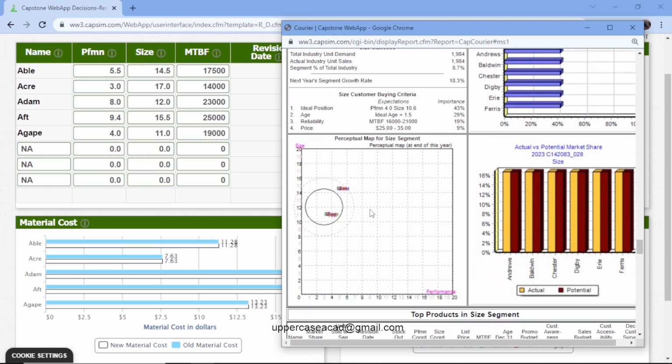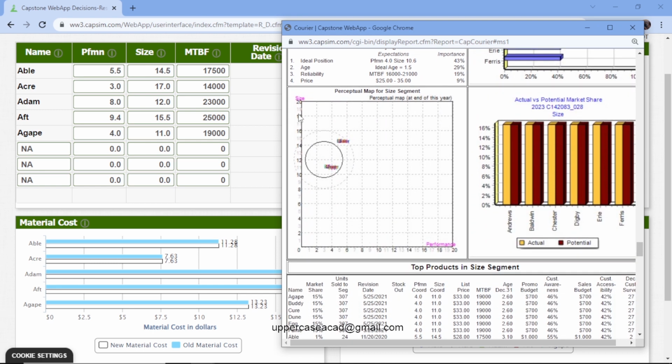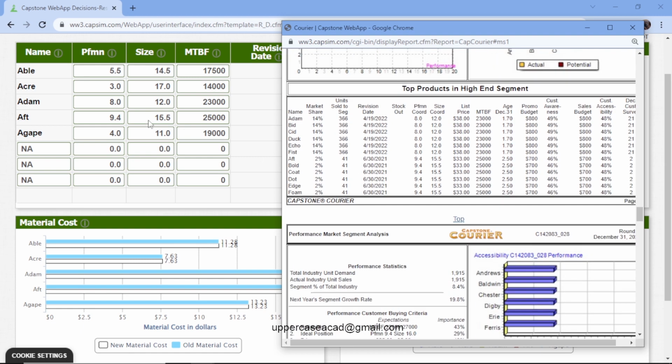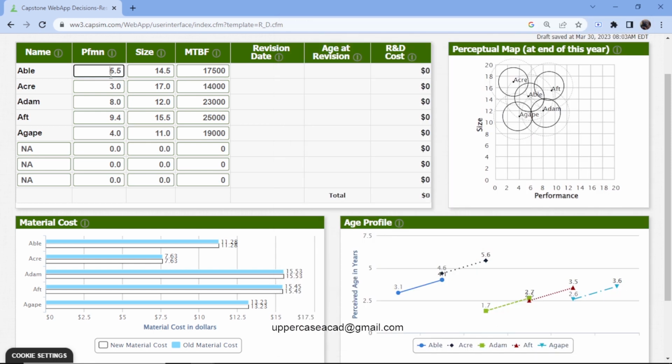In the size market segment, ideal positioning has an importance of 43%. Age has an importance of 29%. Reliability has an importance of 19%, and price has an importance of 9%. So we'll come and start making our decisions.